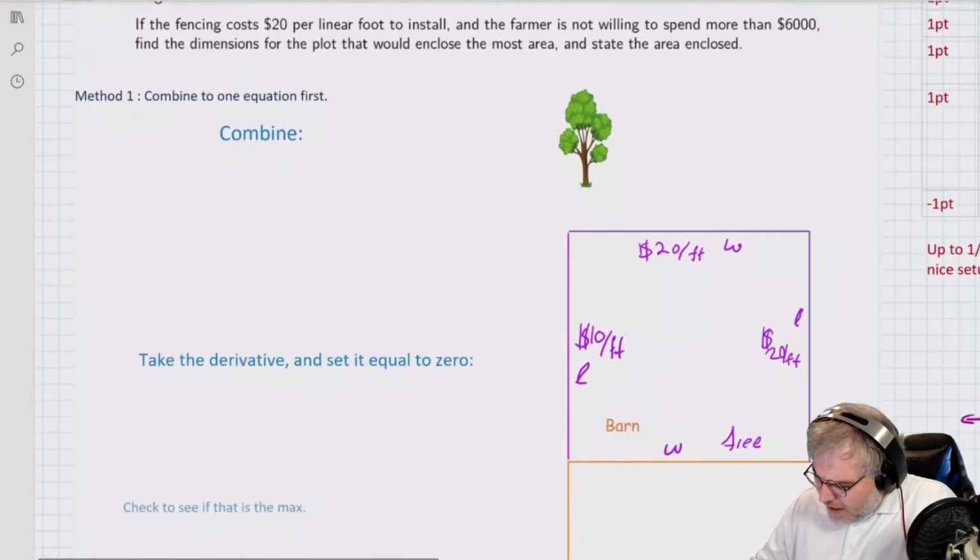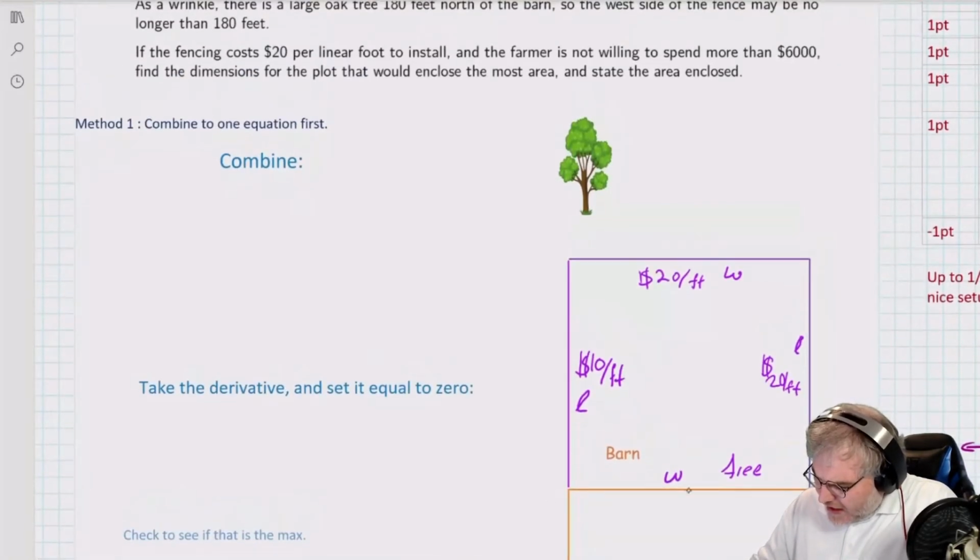So here's the situation. Here's the south side, north of the barn, so the south side is free. This is the side shared with the neighbor. This is the north side, and this is the east side, and those he's paying full freight for. And then there's this tree.